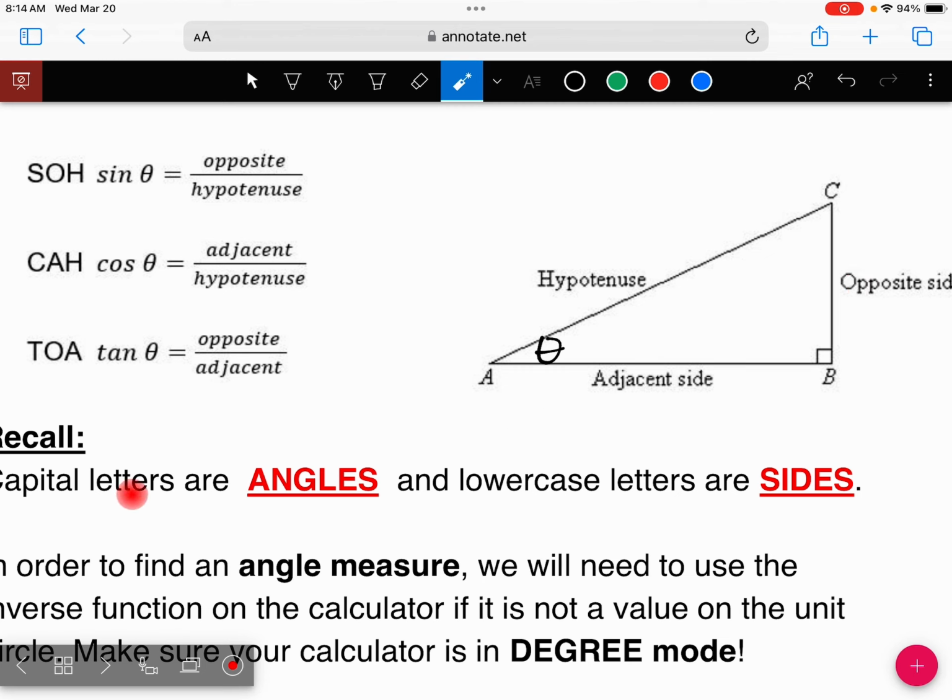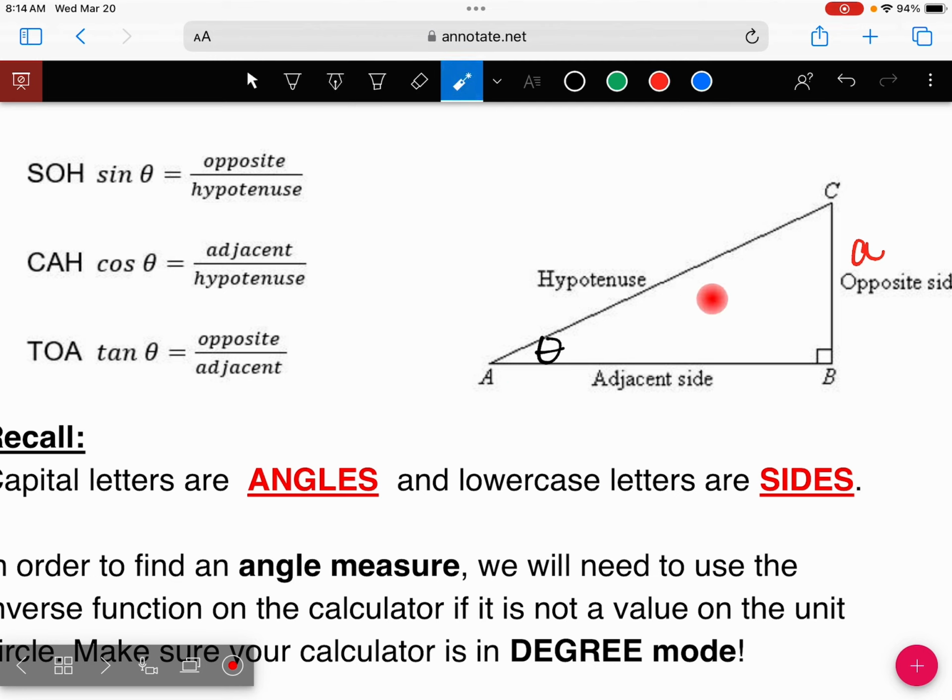Now let's talk about how we're going to notate things. So go ahead and fill in the blank. Capital letters are going to be the angles. Lowercase letters are the sides. And they're always across from each other. So looking at this diagram right here where we have our theta, little a is going to be opposite of angle A. So this would be little a.